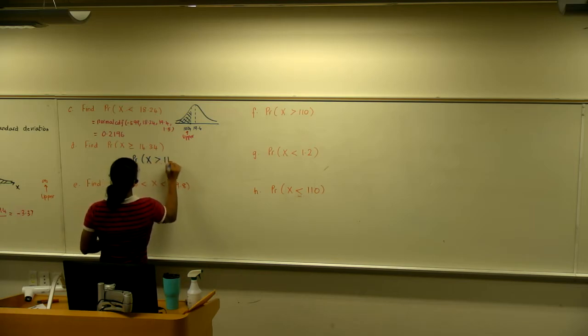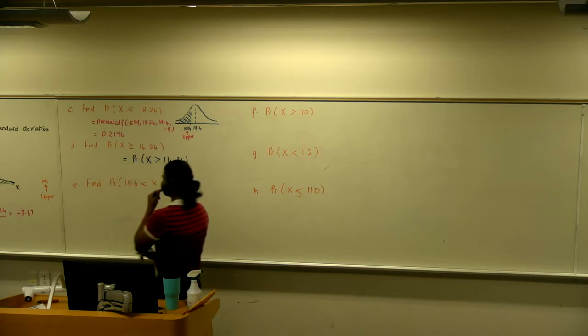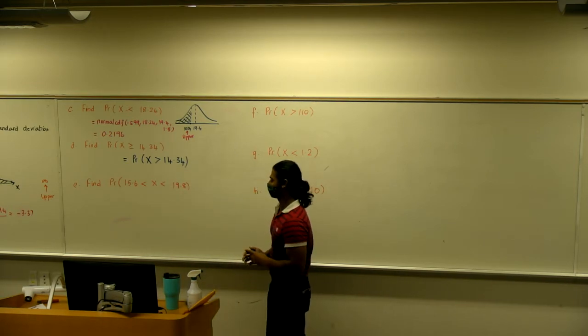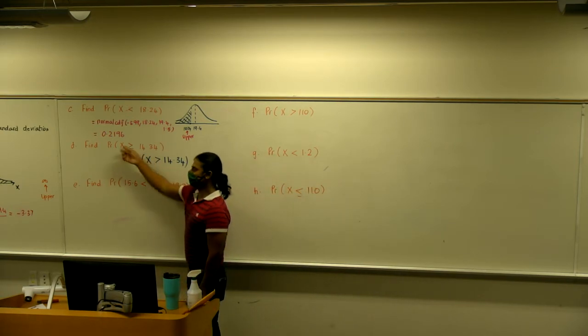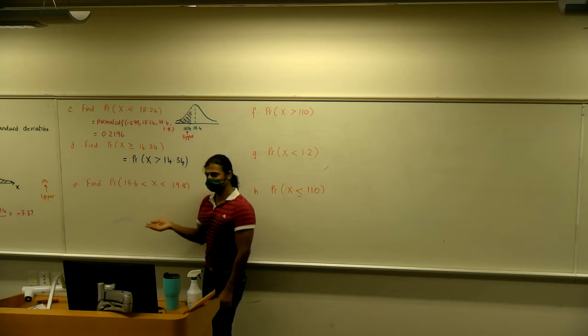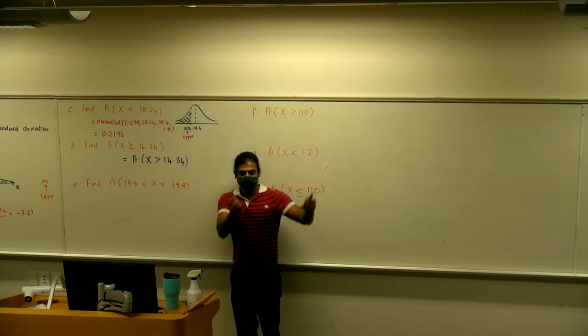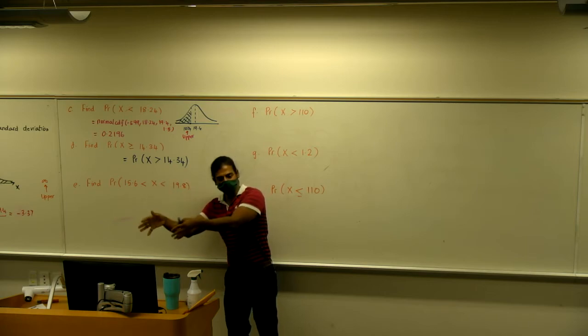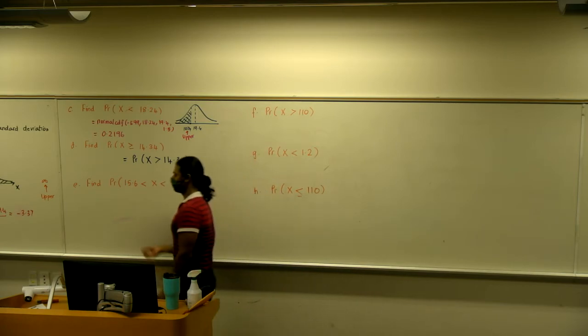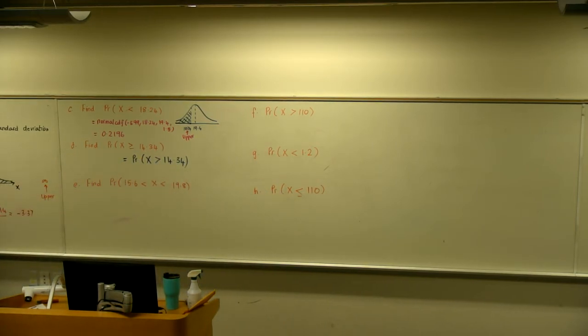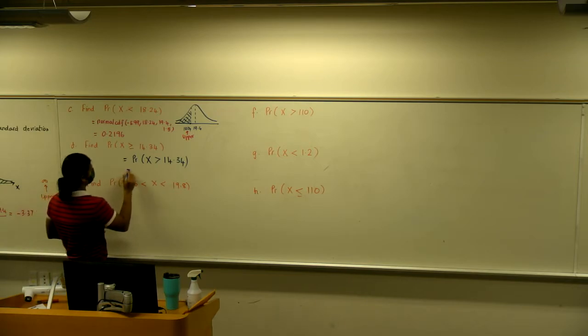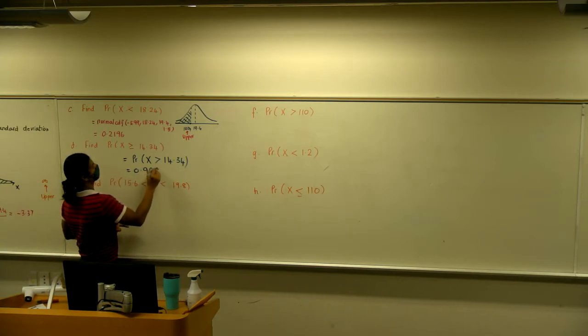This is the same as greater than 14.34. He's absolutely correct. Why? Probability of x greater than or equal to 14.34 would mean greater than or equal to. But we know that the probability at a single point is always 0. So whether you put that equal sign or you don't put that equal sign, it doesn't matter. That answer is the same as that answer. So you have 0.9996.